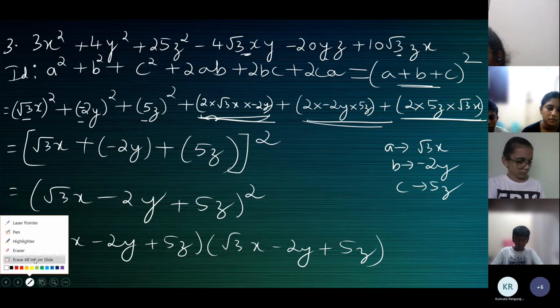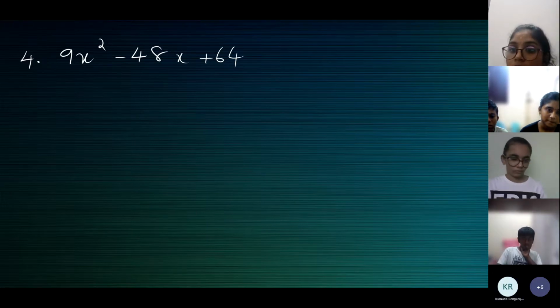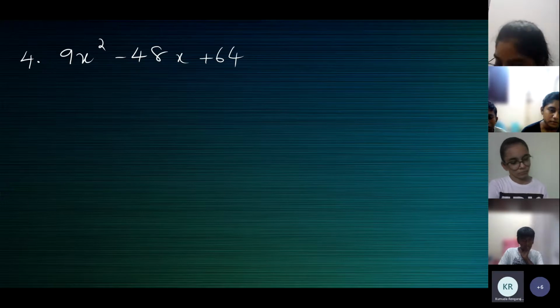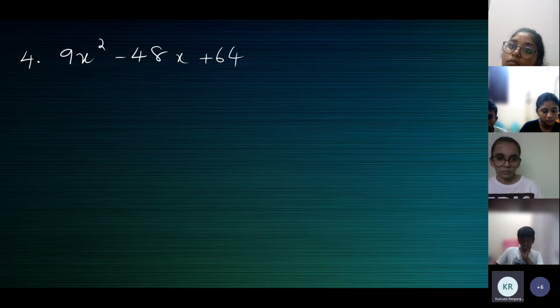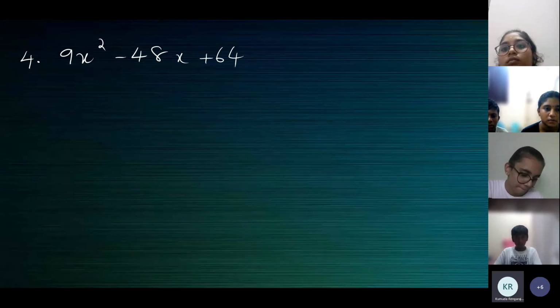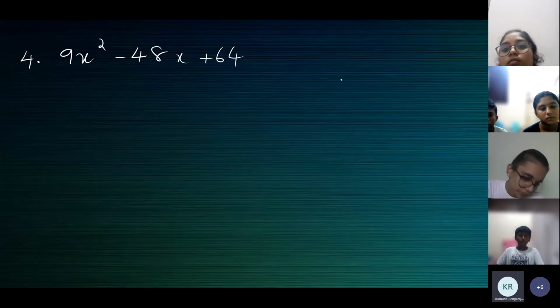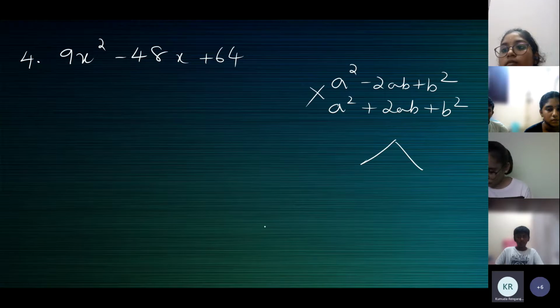Okay, I'm clearing the slide. Next one: 9x squared minus 48x plus 64. There are only three terms. When there are three terms, we have two options. It may look like a plus b the whole square or a minus b the whole square. That is, the three terms may be like a square minus 2ab plus b square, or a square plus 2ab plus b square. If it is not either of the two, then you should factorize by splitting the middle term.